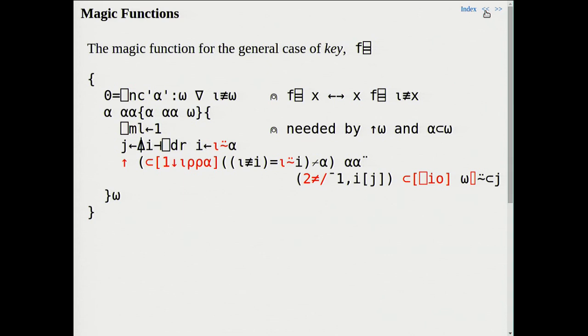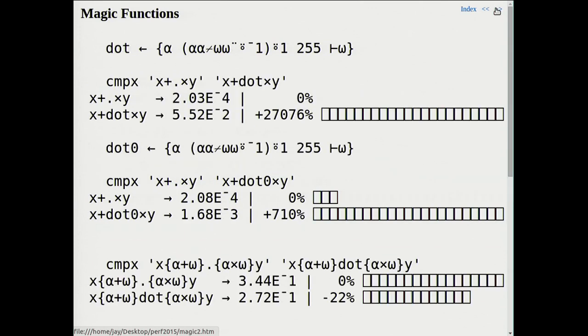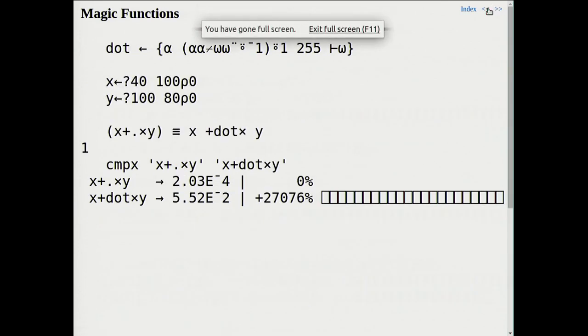So it's instructive to see what happens if we use magic operators or magic functions for existing operators. For example, the dot operator has this magic function. Pretty cool, huh? Rank. And do a timing. Now this is the primitive plus dot times.